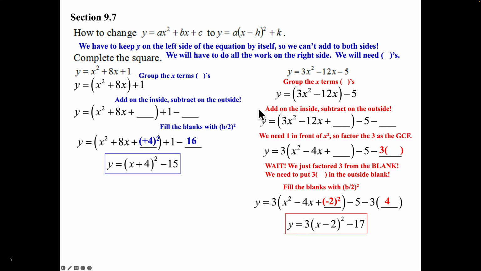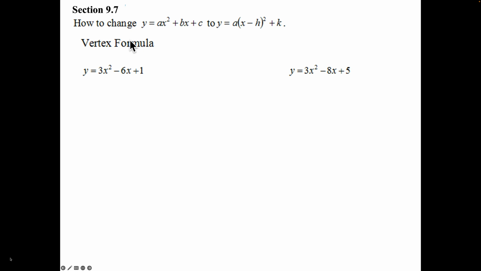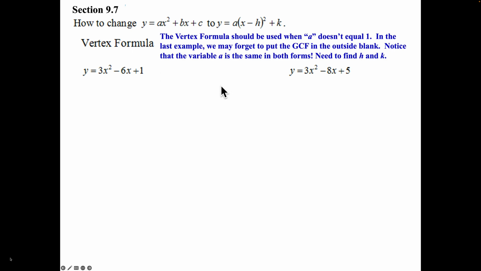All right. Now, like I say, I completely agree. I don't like completing the square unless that A divides evenly into the B. But I don't want to make that mistake of forgetting to put that 3 there. So a great alternative to completing the square, which is great when there's a 1 in front of the x squared, not so hot here because we have a potential error, is called the vertex formula. The vertex formula should always be used when A doesn't equal 1.